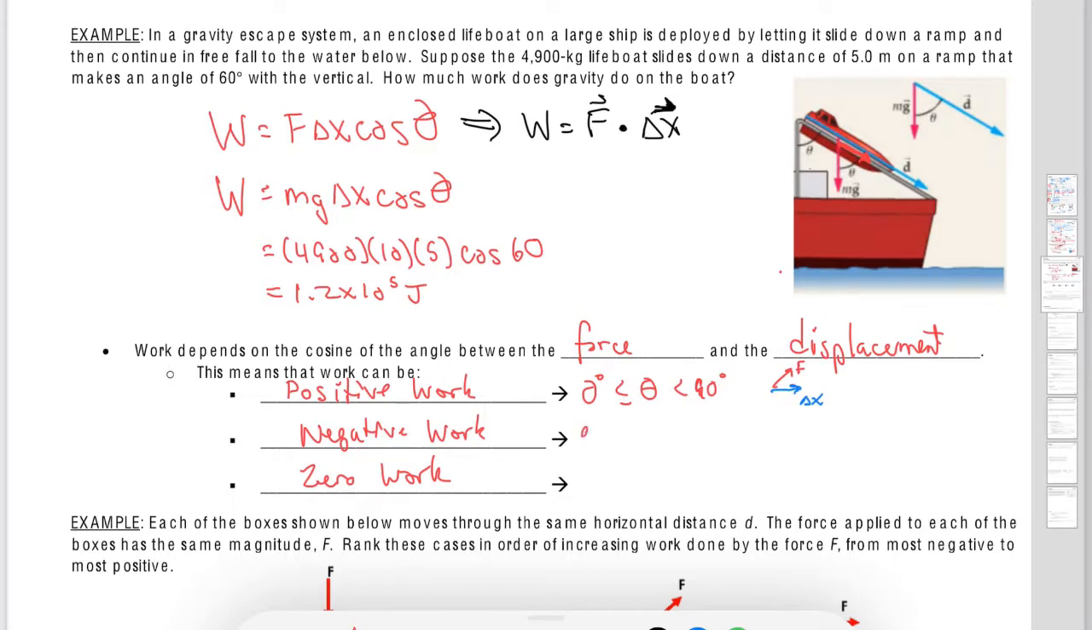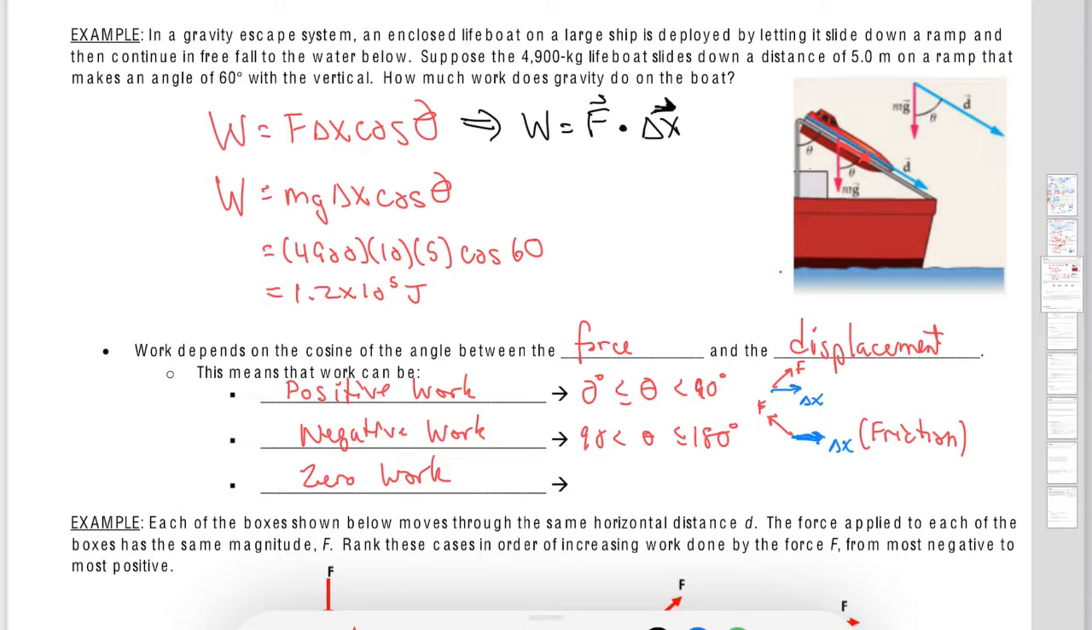Negative work is when you go past 90, all the way up to 180 degrees. So if my displacement is to the right and my force is acting kind of like this, that would produce negative work. One of the big forces that produces negative work is friction. Friction acts parallel to the motion, opposite to it, so that would be at an angle of 180 degrees.